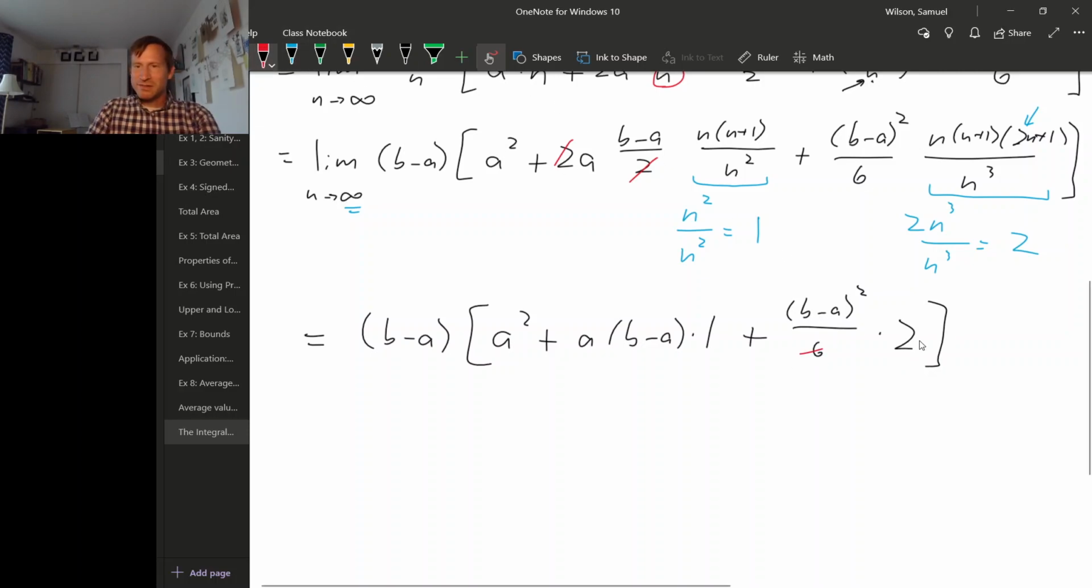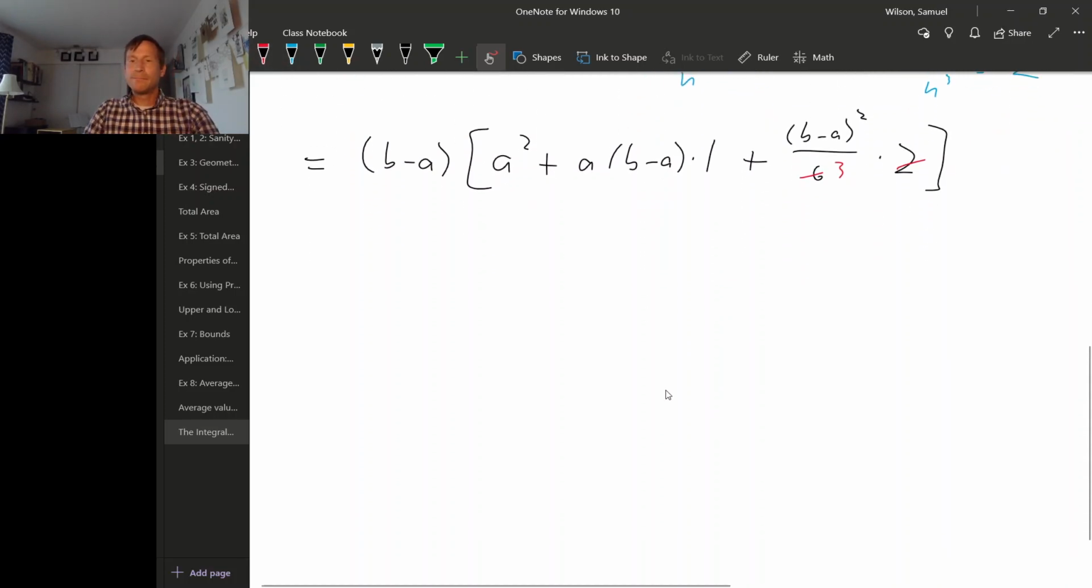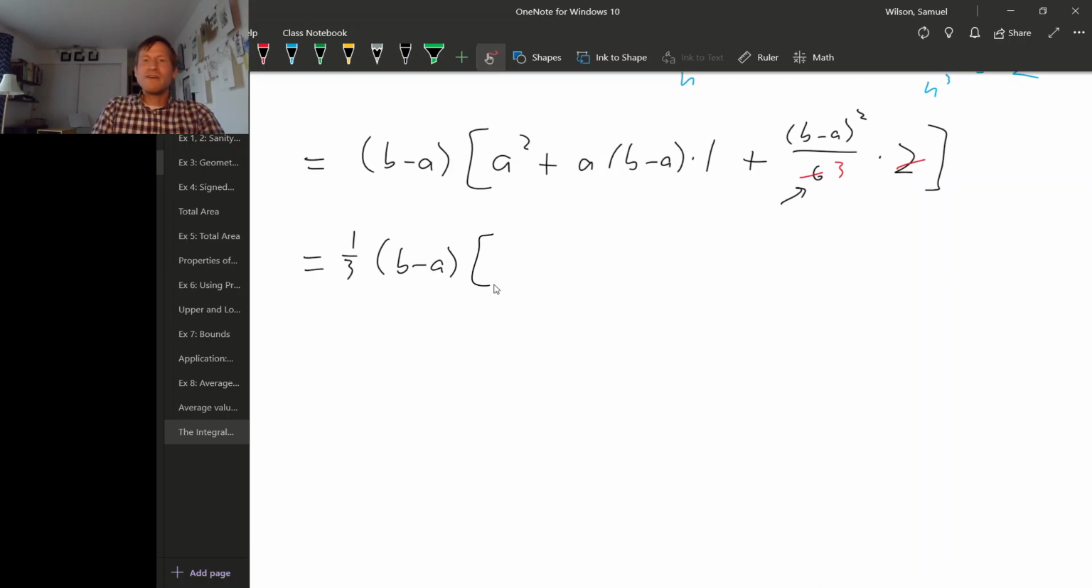And while we're at it, why don't we simplify this? We get a 3 in that denominator there. Okay. So at this point, this looks like a bit of a mess, but first of all, let's factor out a 1/3 from this stuff in brackets just to get this denominator out of the way. That gives us 1/3 times (b minus a). And now I have to factor out a 1/3 from the brackets, so that gives me 3a squared plus 3a times (b minus a) plus (b minus a) squared.